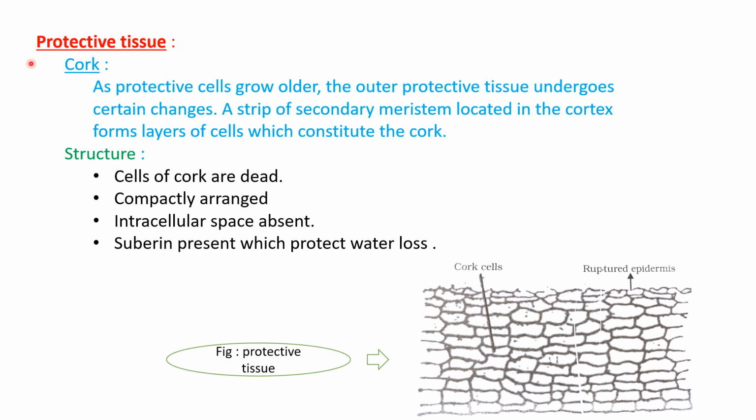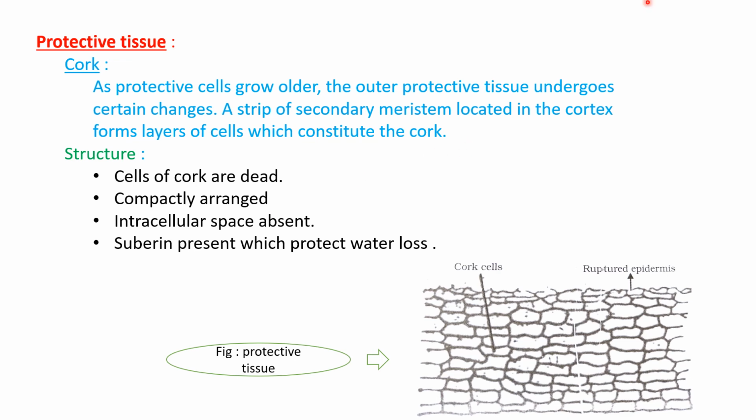Next, we learn about the second type of protective cells, that is called cork. Generally, one thing you remember, protective cells mean that they are dead cells. Okay. So first we learned the epidermis. Epidermis means outer layer, outermost layer. After that, cork is present. So what is cork? As protective cells grow older, the outer protective tissues undergo certain changes. A strip of secondary meristem located in the cortex forms layers of cells which constitute the cork.